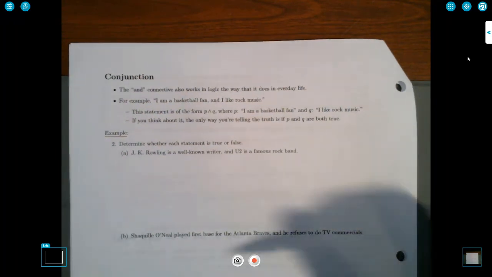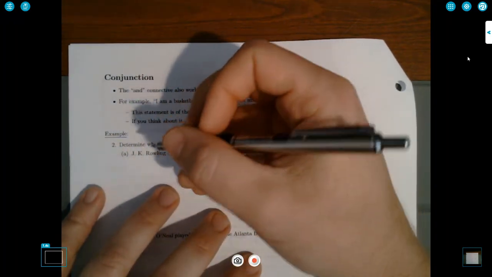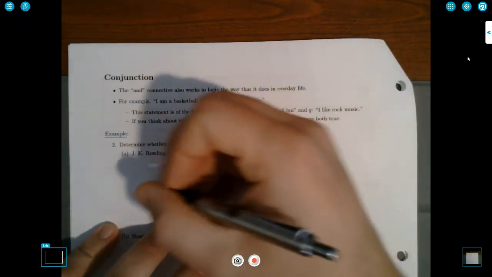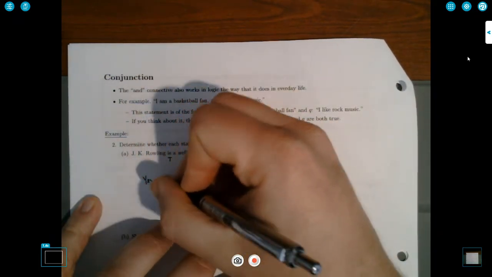So is the statement true? Yes, the statement is true, right? So this little statement is true. This little statement is true. So we say yes, the statement is true.